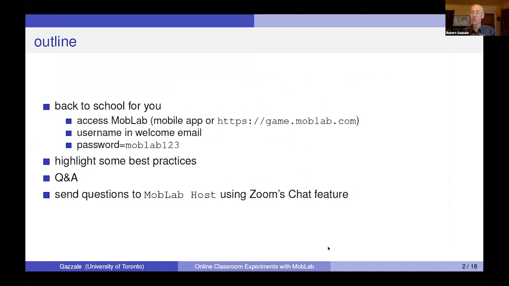So I'm going to ask you, if you have not done so already, please access MobLab. If you're a mobile user who's already downloaded the app, you can just open up the app. If you are a laptop or computer user, you can open any browser and go to game.moblab.com. The username is in the welcome email. The password is not super secure because everyone has the same password of moblab123.